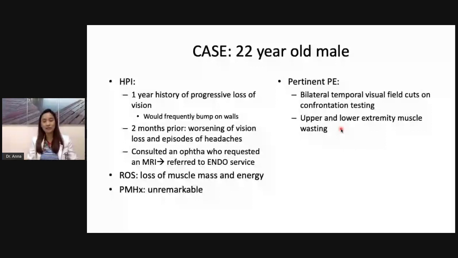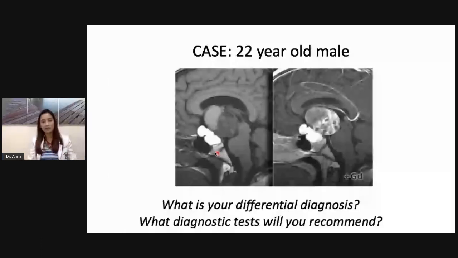So on the MRI, this is what they saw. What do you think? What is your differential diagnosis? It's a big mass. What do you notice about the mass? The mass is heterogeneous. There are areas of cystic lucencies, areas of high intensity. So this is a heterogeneous mass with cystic lucencies. What is your differential diagnosis? What diagnostic test will you recommend?